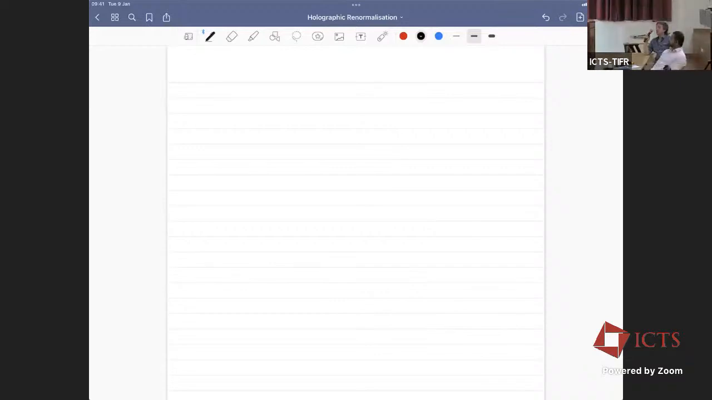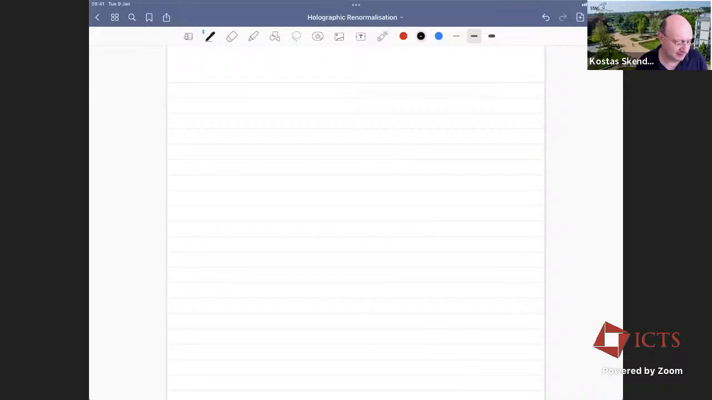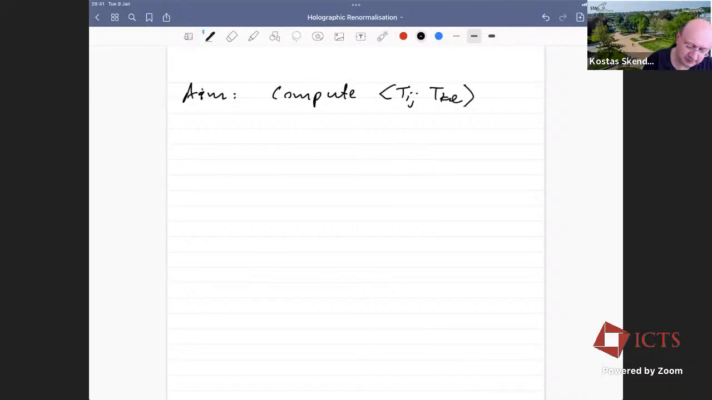10 minutes, yes. So in the remaining 10 minutes today, I will start introducing the computation, and then we'll finish it tomorrow. The aim of the remaining lectures is to compute the 2-point function of the energy momentum tensor in D equals 2. And I will do this completely, giving all details, or almost all details.